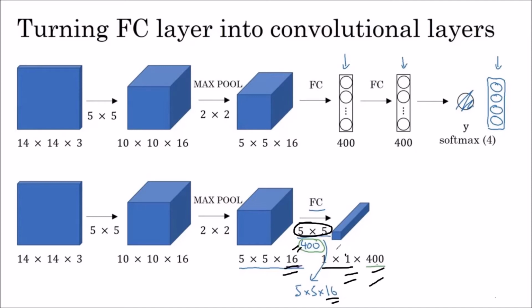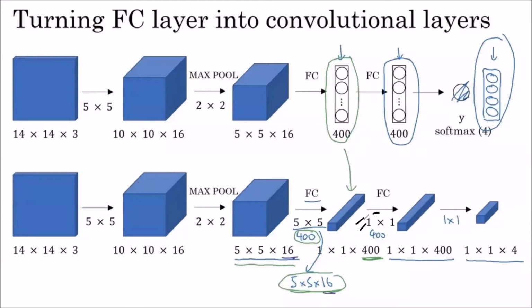1 by 1 convolution, we already learned. Now this is 1 by 1 with 400 channels. Then we are taking a 1 by 1 filter with 400 channels. Again, this is 1 by 1 by 400. So the same fully connected layer, now we are representing as a convolution layer. This will be helpful in order to replace the sliding windows technique by a convolutional neural network.